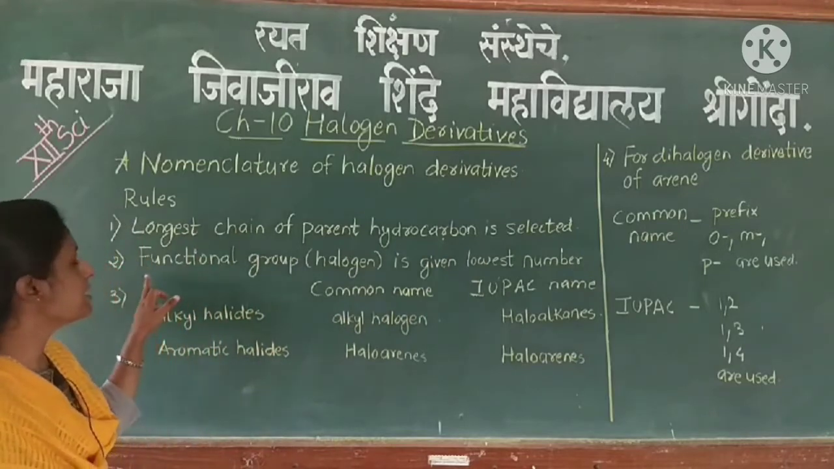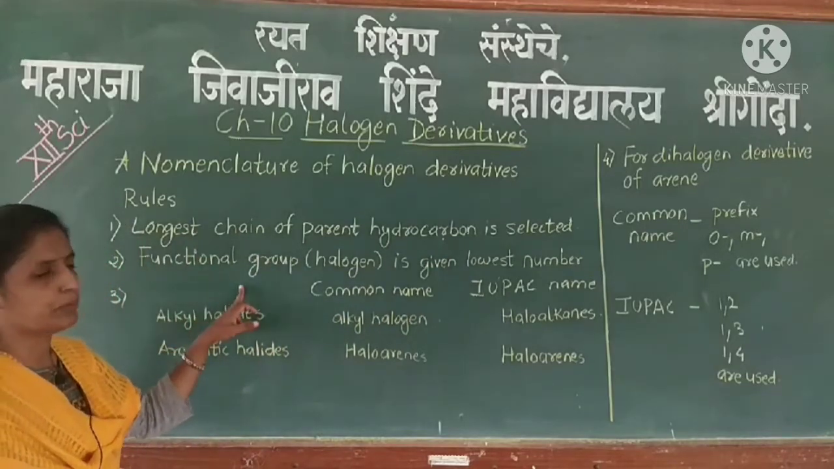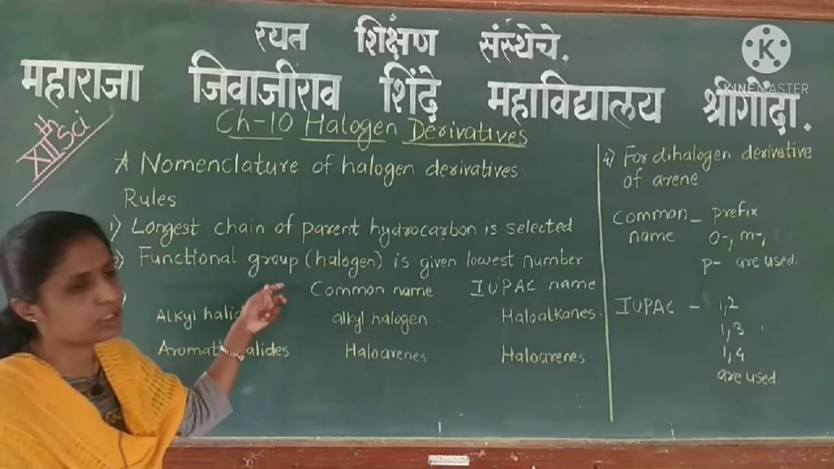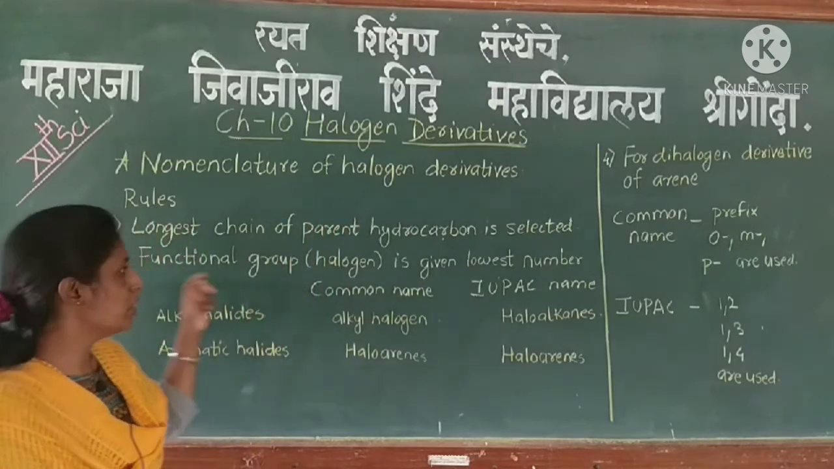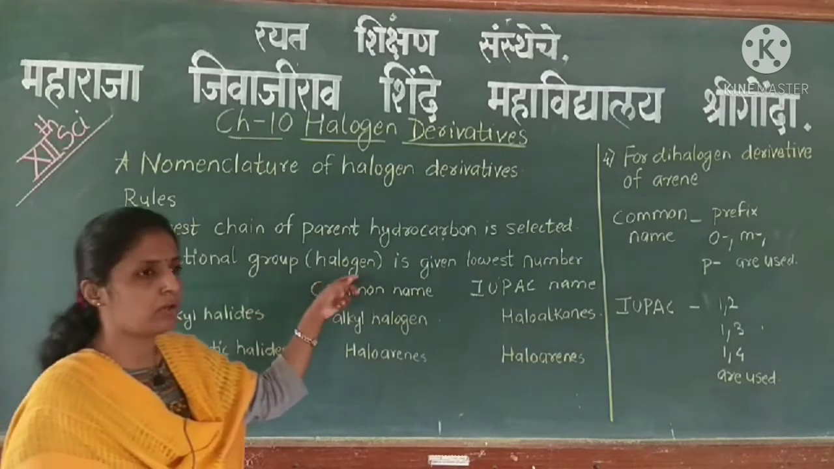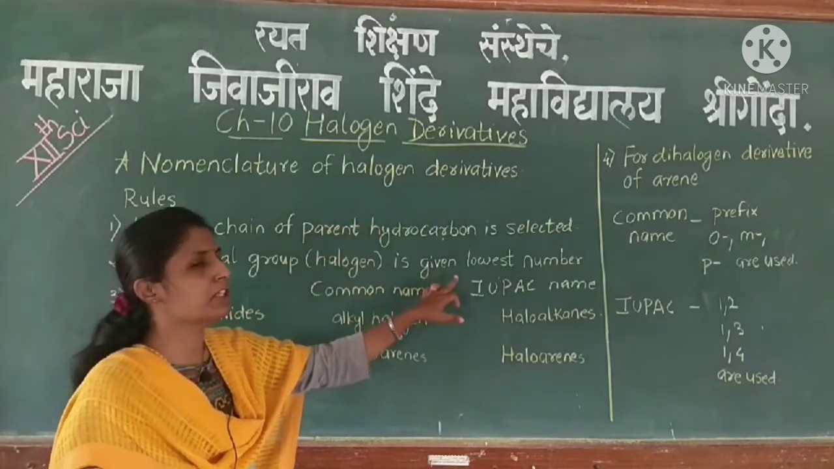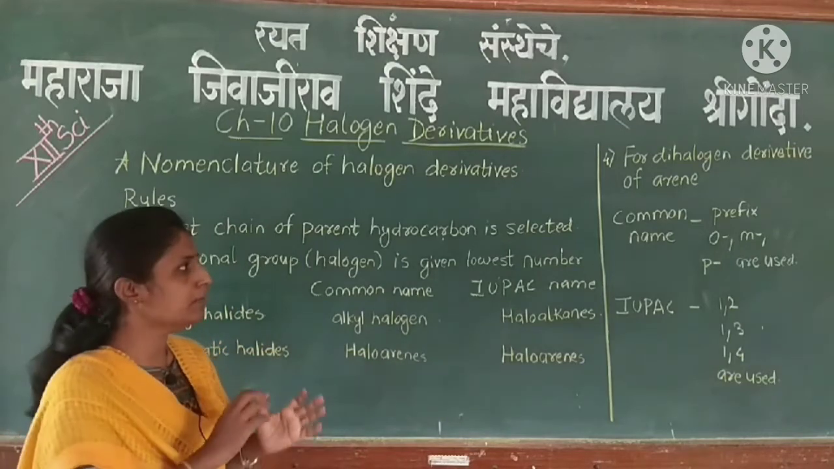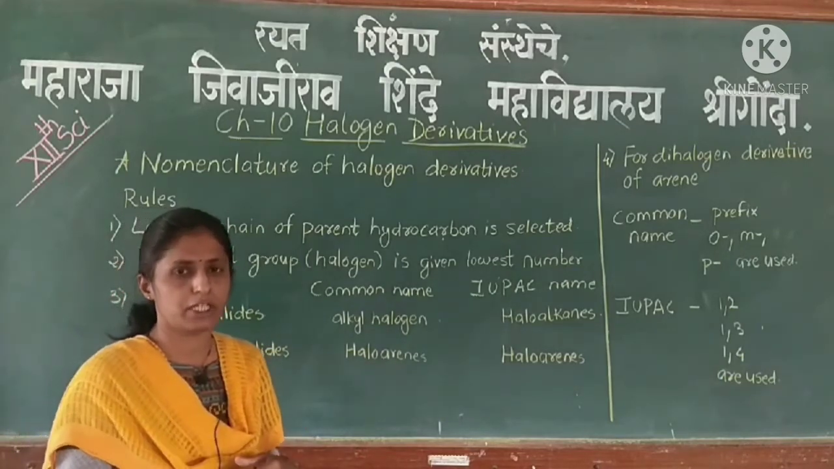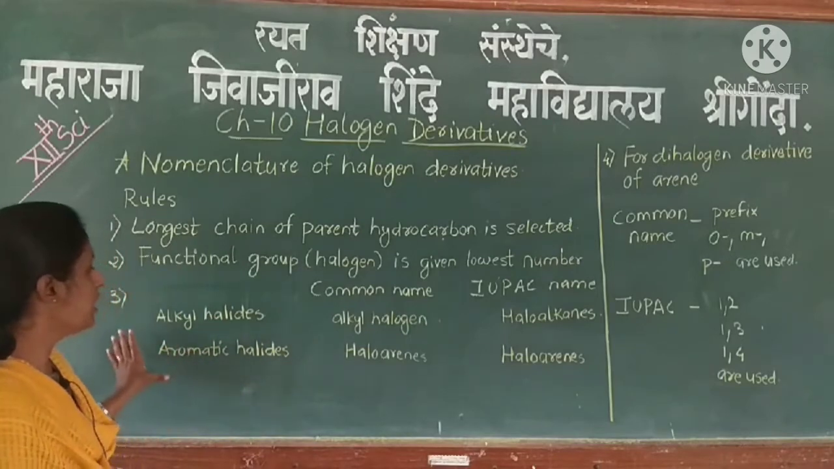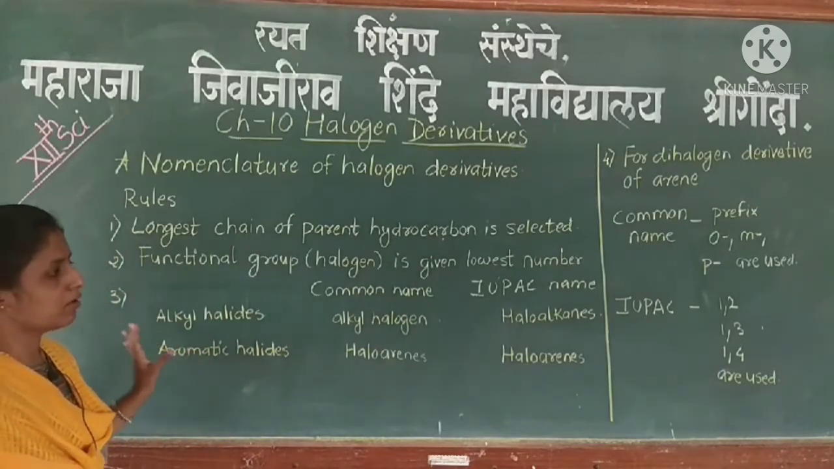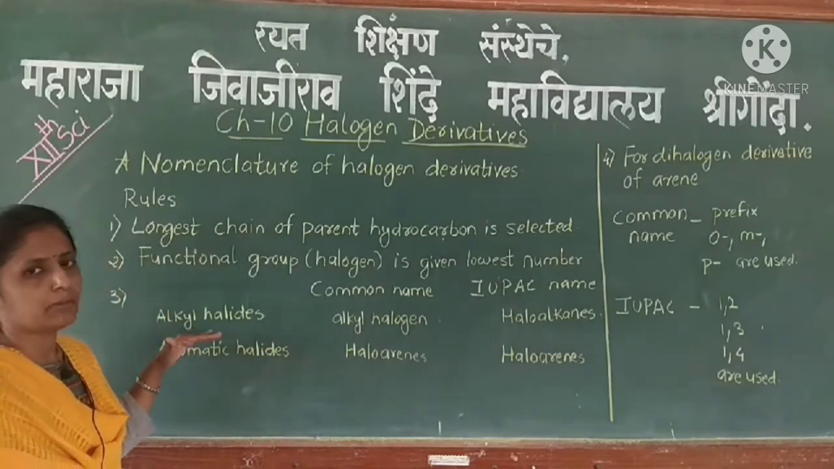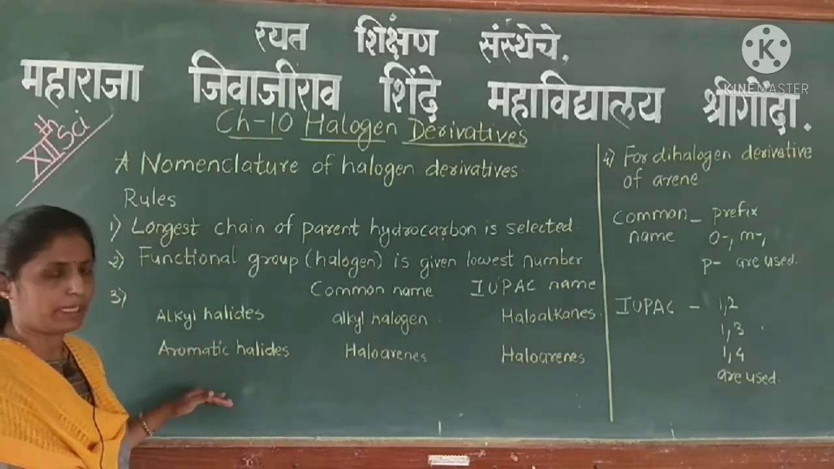And then the second rule is about the functional group. Now in this case we are studying halogen derivatives, so the functional group here is halogen. The halogen should be given the lowest number in the carbon chain which we have selected. Now let's see the common name and IUPAC name which are used to write the names of alkyl halides as well as aromatic halides.